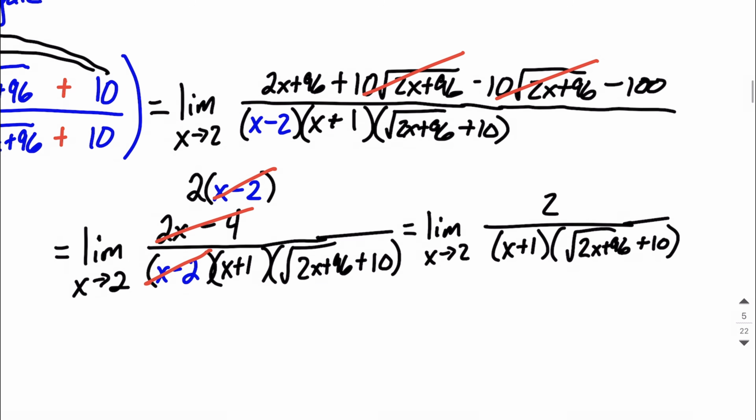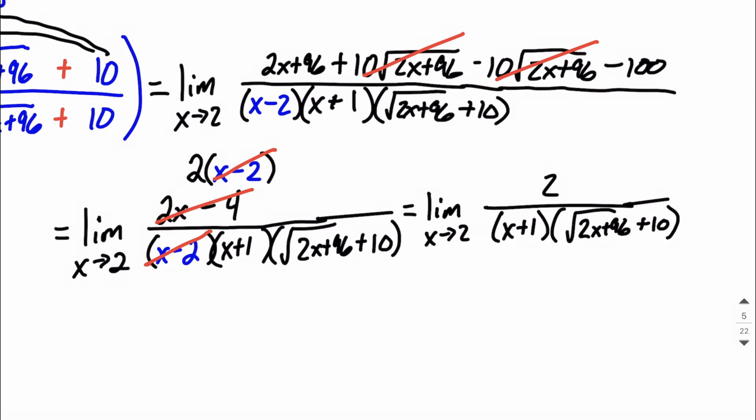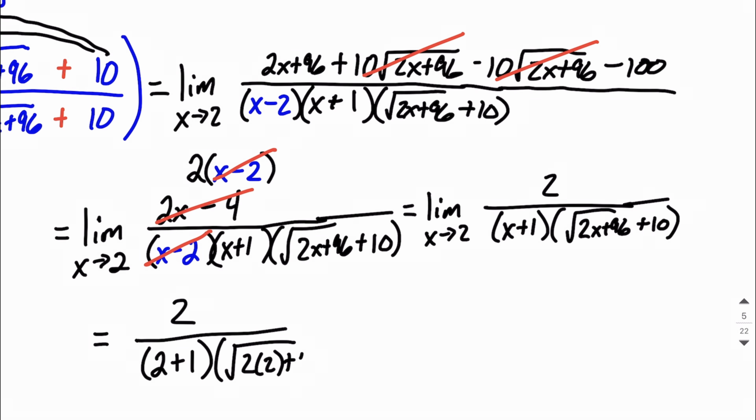All right, at this point, we've kind of eliminated the problem, right? That x minus 2 as a factor in the numerator and denominator was a problem. So to finish this up, what we're going to do is reevaluate at x equals 2 by replacing each of the x's with 2's. So we get 2 plus 1 in that set of parentheses. Then we get the square root of 2 times 2 plus 96 with a plus 10 hanging out next to it.